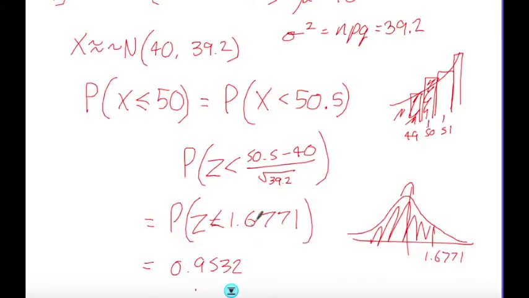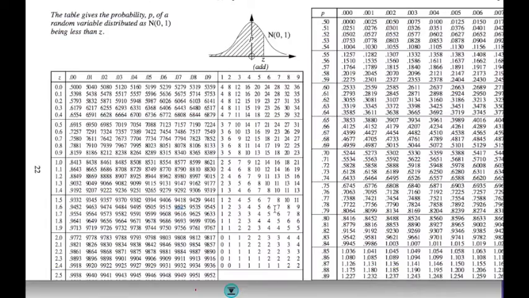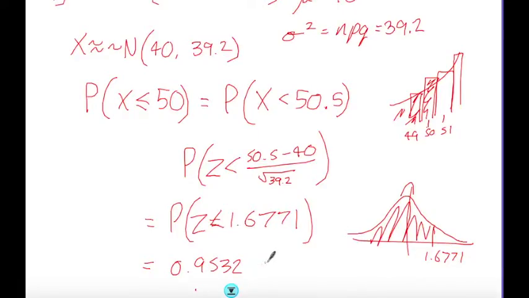But that's only 1.677. So because it's a 1 as well, we need to go 1/10 of the way along to the next one, which, because it's just 7 and 8, isn't actually going to make a difference because it's only 1 along, so 1/10 of 1 is still closer to 0. Right, so our answer will be 0.9532.